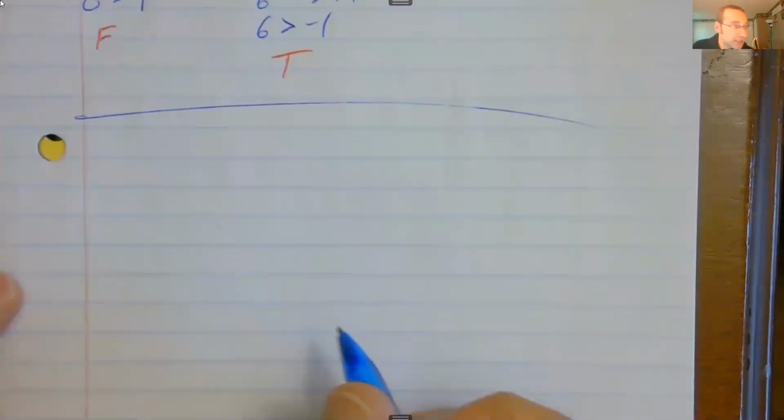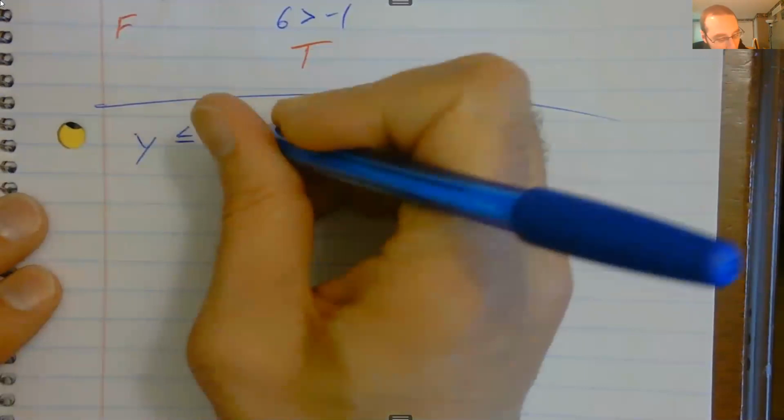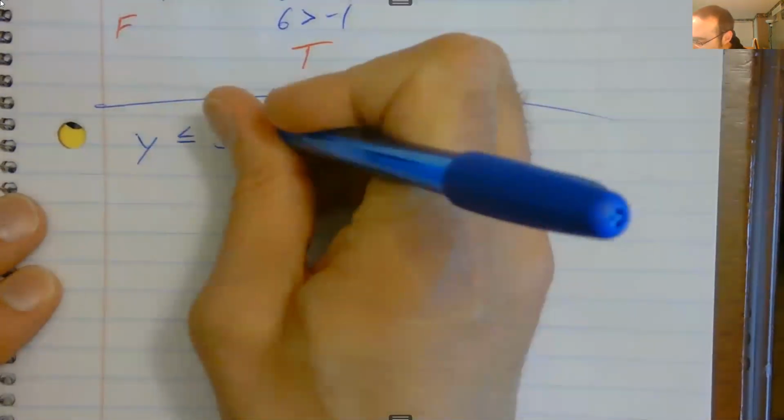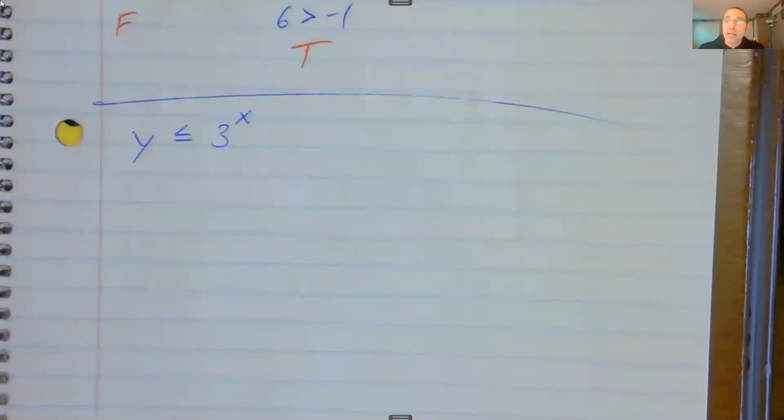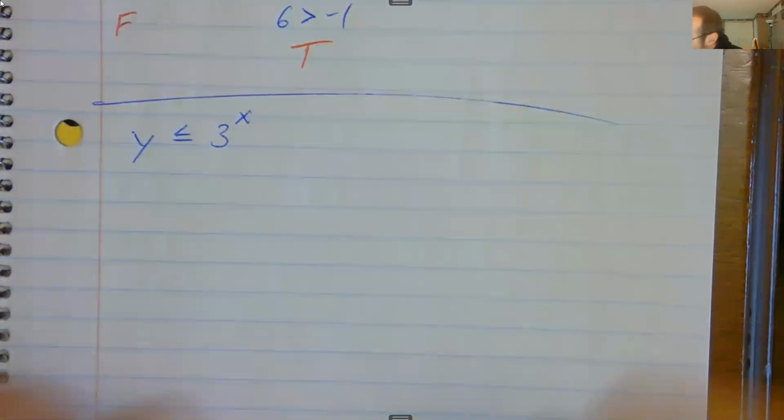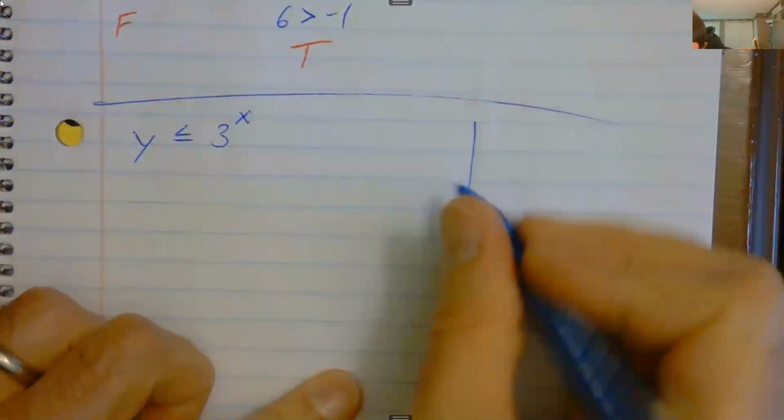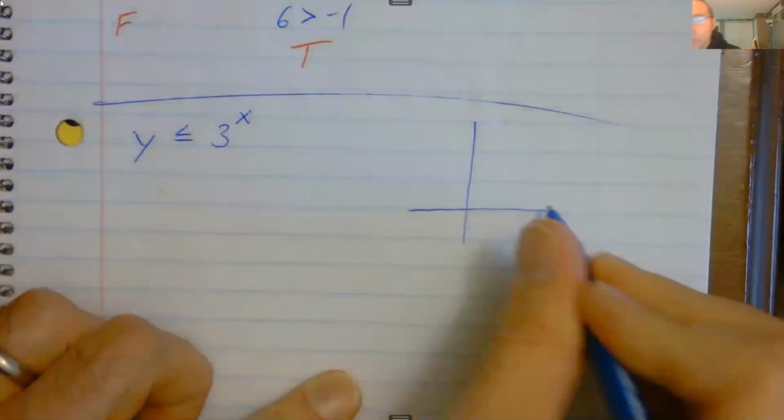All right, so now let's take it to the next level here, and let's look at y is less than or equal to 3 to the x. Now I'm looking at an exponential function, and we haven't done a lot of graphing of exponential functions, but you should know what the general shape of an exponential function looks like. And frankly, that's all we really care about at the moment.